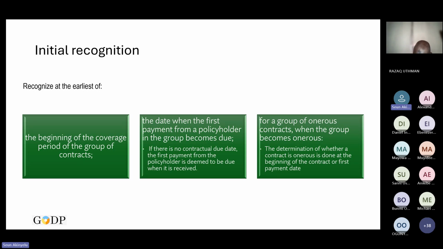Or the date when the first payment is made, meaning that, for example, they started paying even before the insurance period started. That will be your initial recognition. If they pay before that particular contract date starts, the date when they pay will be the initial recognition. Or in a situation where the contract is onerous, meaning that you are spending more than the amount that you can ever make from it, the day it becomes onerous is when you will recognize it. So the earliest of any one of them is the initial recognition date.